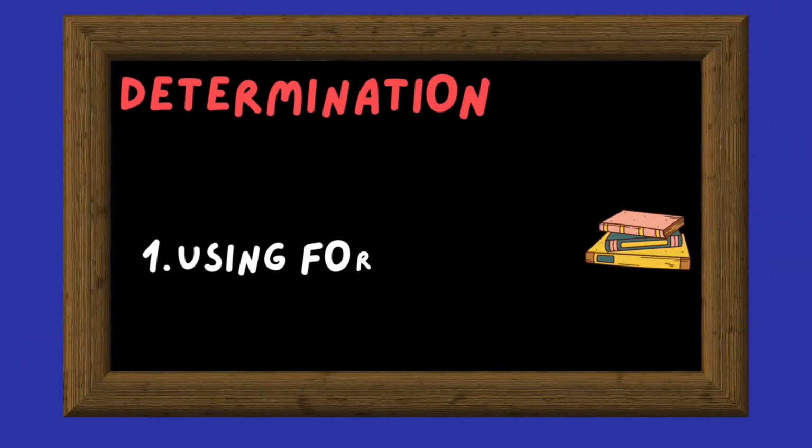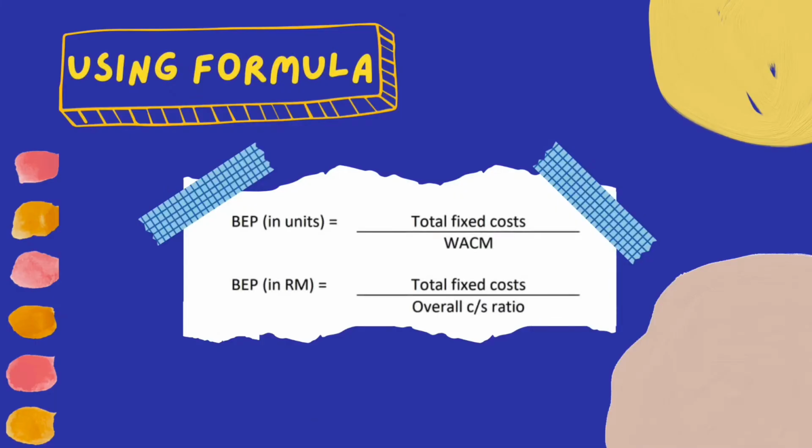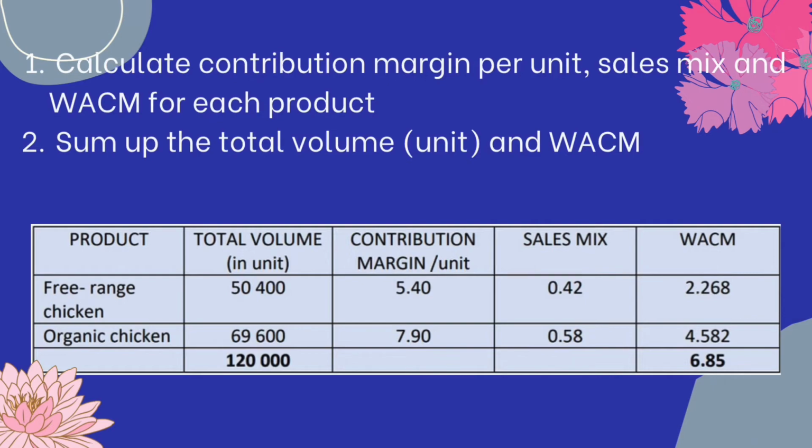There are two ways to determine the break-even point for multi-product, which are by using the formula and the graphical technique. For using the formula, these are the formulas that we are going to use to determine the BEP in units and values. The first step, we need to calculate the contribution margin per unit, sales mix and WACM for each product. It is better to put all the information in a table because it will be easier for us to calculate. And then sum up the total volume in units and WACM for all products, and we will get 6.85 for the total WACM for both free-range chicken and organic chicken.